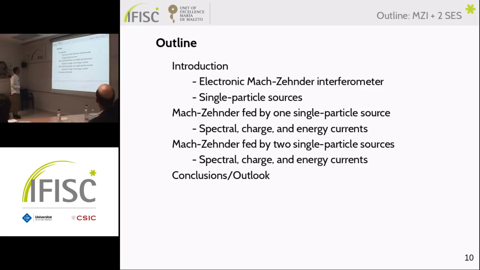So first of all, we will introduce the system, which is formed by two parts, an electronic Mach-Zehnder interferometer, and then the single particle sources that we use to feed it. And then we will move to a simpler case of a Mach-Zehnder fed by only one single particle source to understand how this system works. And then we'll move to the full result with the Mach-Zehnder fed by two single particle sources. And we will study the system through spectral charge and energy currents. And finally, we'll move to brief conclusions and outlook for this work.